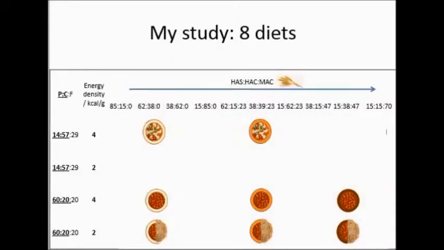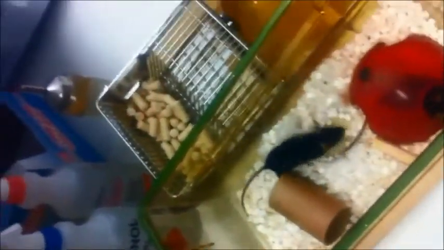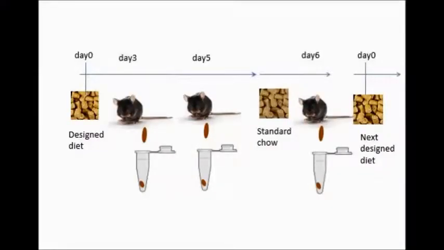Due to the time limit, I will be looking at these 8 diets. Each diet was given to 3 mice in one cage lasting for 5 days. We collected their fecal sample at day 3 and day 5 on this diet. The mice were given standard chow for 1 day before switching to the next diet.